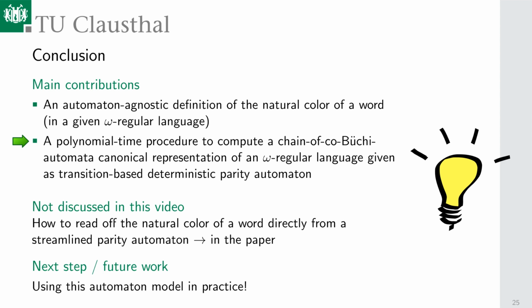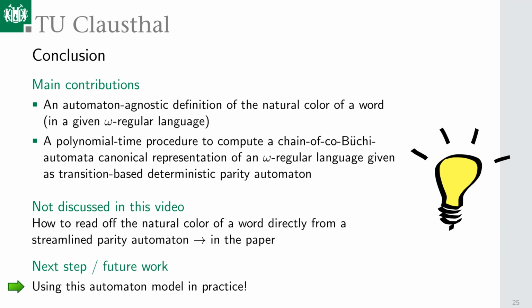This procedure takes a transition-based deterministic parity automaton, and while we didn't discuss the fact that it runs in polynomial time in the size of the input, all of the steps that we did were quite simple. The procedure for making good for games co-Büchi automata canonical also runs in polynomial time, as shown by Abu Radi and Kupferman. In addition to the content in this video, the paper also discusses how to read off the natural color of a word directly from a streamlined parity automaton.